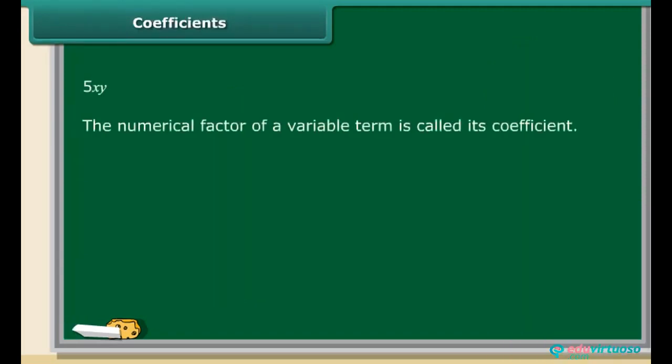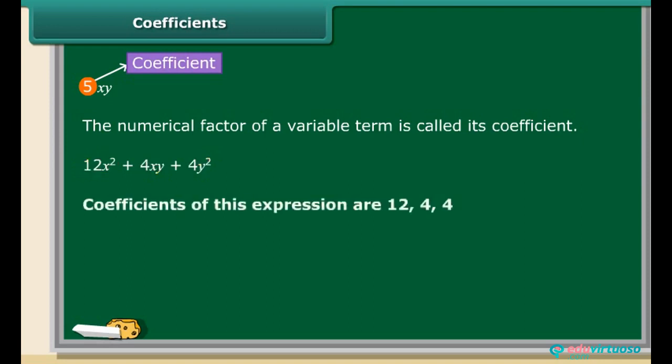The numerical factor of a variable term is called its coefficient. See, in the term 5xy, 5 is the coefficient of the whole term. Let us take this expression 12x squared plus 4xy plus 4y squared. It has 3 terms and 12, 4, 4 are the coefficients of the terms.